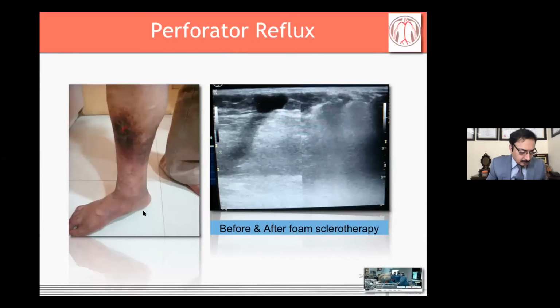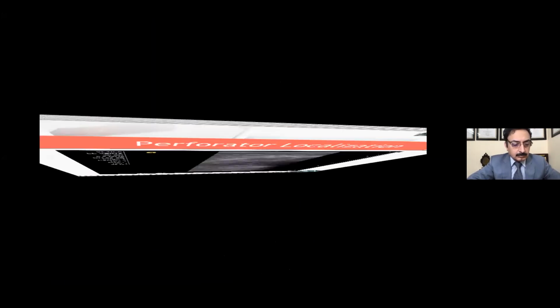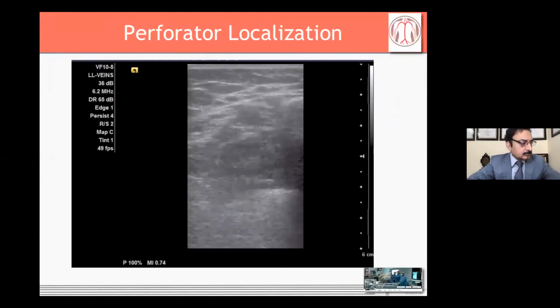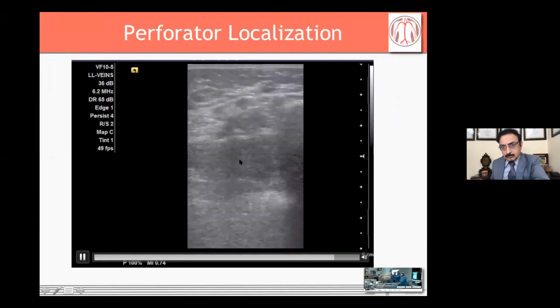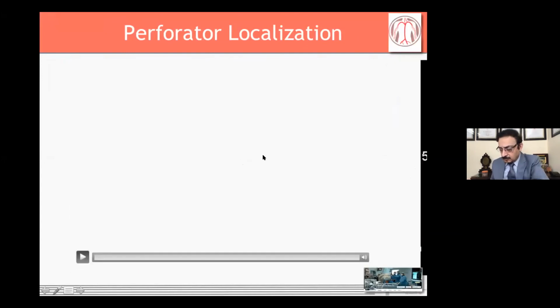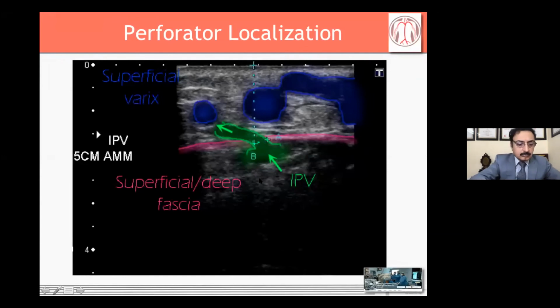Another case of recurrent venous ulcer in which laser was already performed, but there was an incompetent perforator. Here you can see sclerotherapy was done, and you can see the foam, which is basically sclerosant and air. These are a few clips which will show the perforators. Here you can see it's crossing the fascia, it's dilated, and you can easily see the communication between the deep and the superficial venous system.